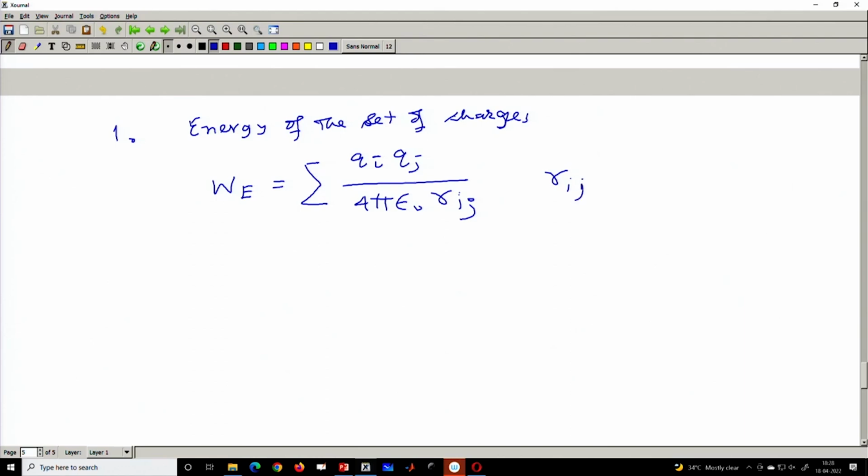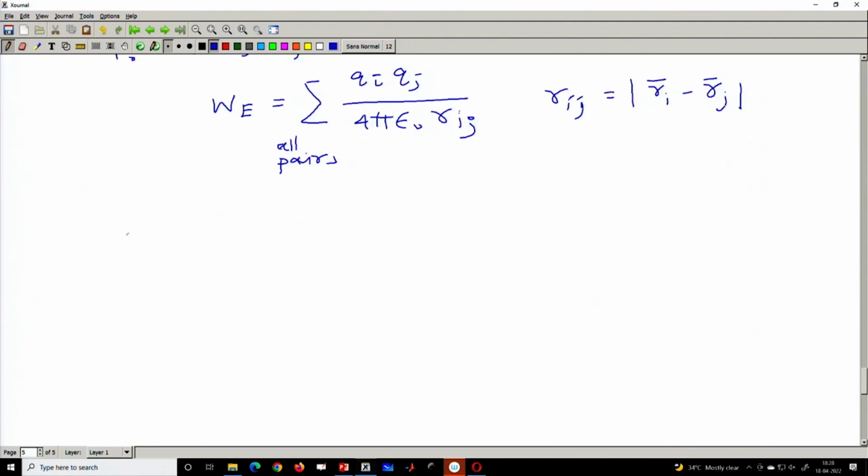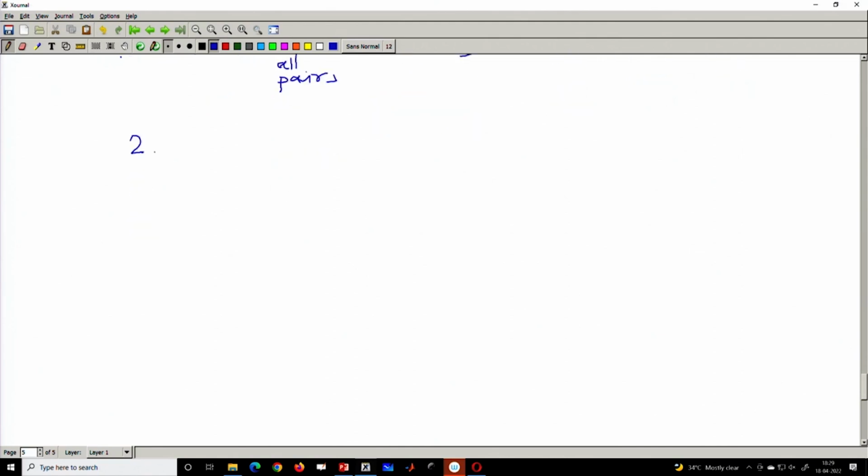So, R_ij is mod of R_i minus R_j, and this is for all pairs. Okay, so that we already discussed. Today we are going to work through a problem. We will show one problem where we are going to use this expression.